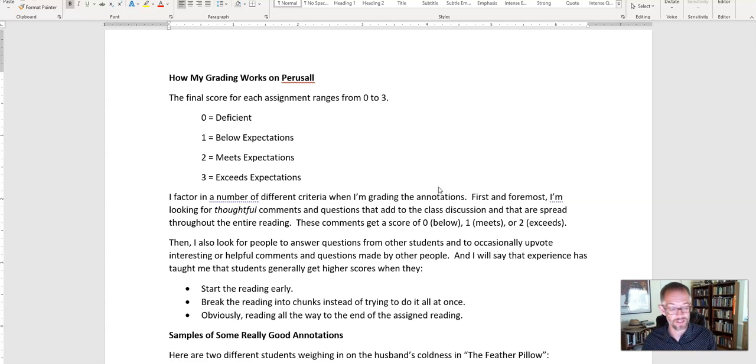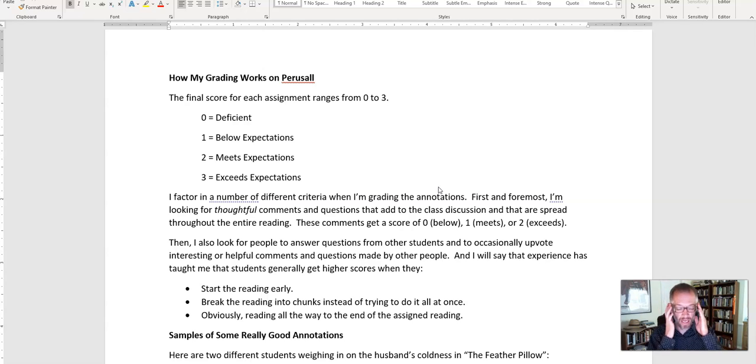And you can see here, right, 0 means it's deficient. You haven't done what you needed to do to get any credit for it. 1 means you did something, but not very much. It's below expectations. A 2 means you did a good solid job. You met expectations on that assignment. And then 3 means you did something to exceed expectations. Some really good comments. And so you exceeded what was expected there. Okay, so that's it, 0 through 3 on each assignment.